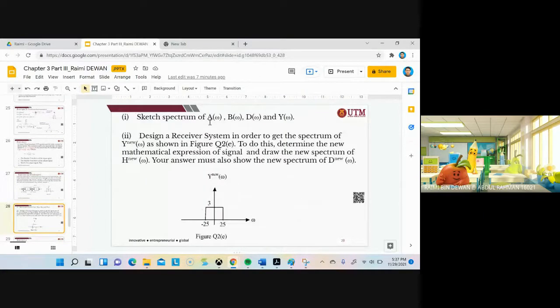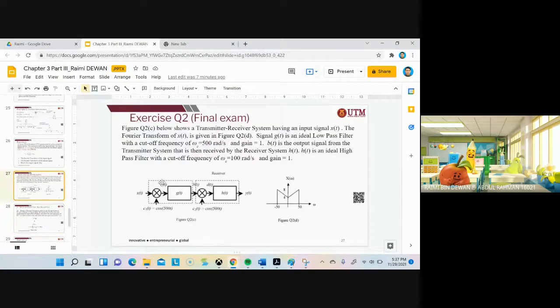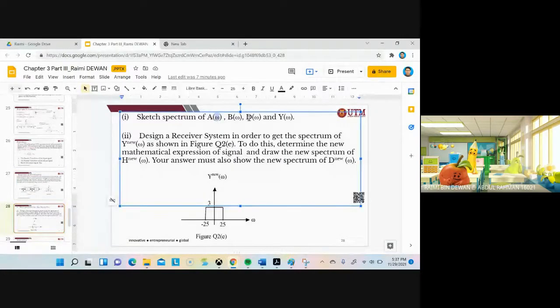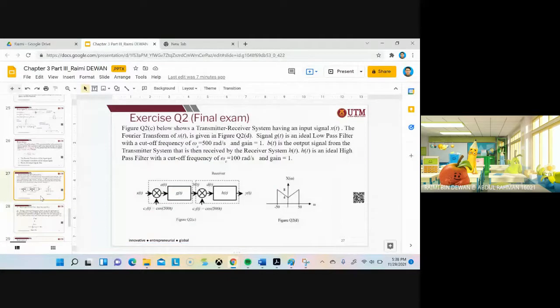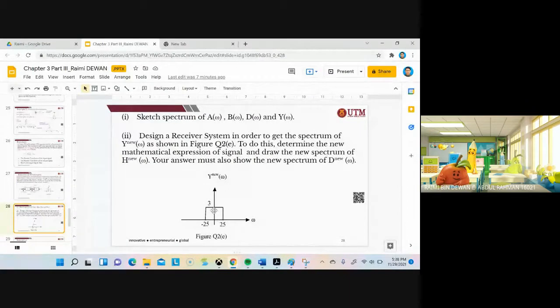You sketch a spectrum of A omega, B omega, D omega, Y omega. Where is ABCD? So A here, B here, C here, and D here. And mentioned here is in omega. So don't get confused. Means you need to Fourier transform all the signals into the frequency counterpart, frequency domain, then design a receiver system in order to get the spectrum of Y new, showing here. Where is the Y new? Here. Okay, this is your Y new. We want to get these signals now.